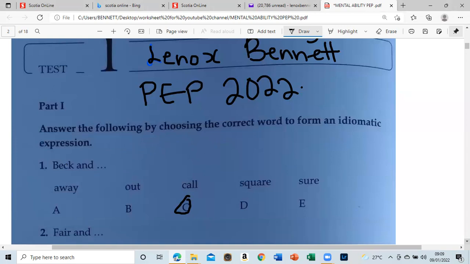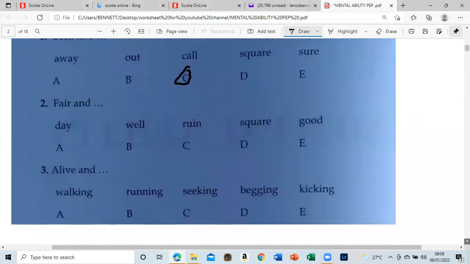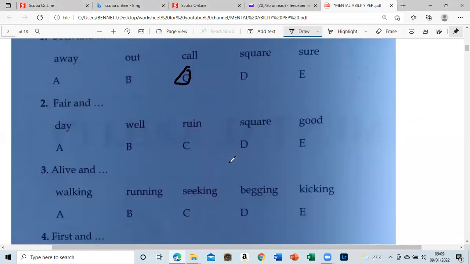So this is how we're going to be doing it. I don't want to be just doing it, and you guys have to try first. All right. Beer and, is it day? Is it well? Is it ruin? Or is it square? Or is it good? If you had said square, it is correct. Beer and square. Win your marbles, beer and square.